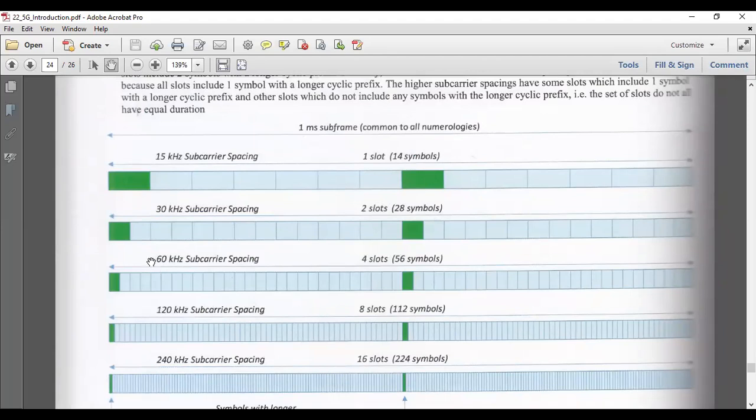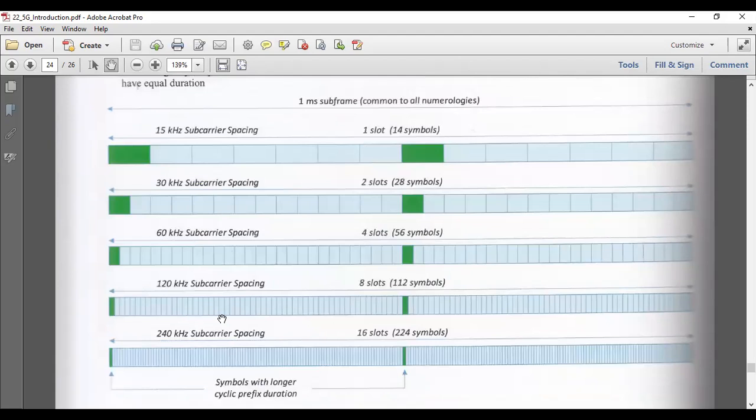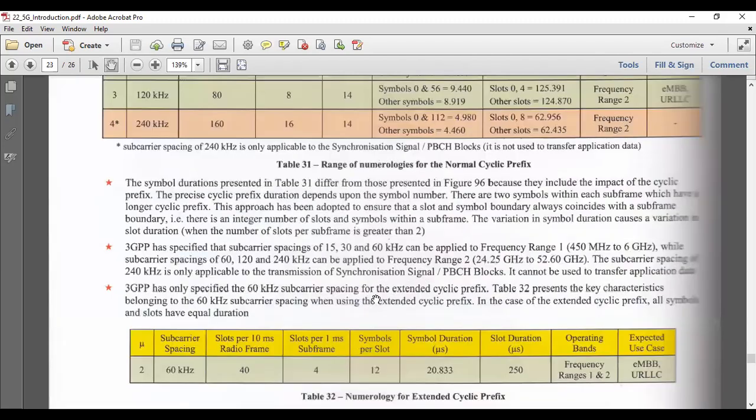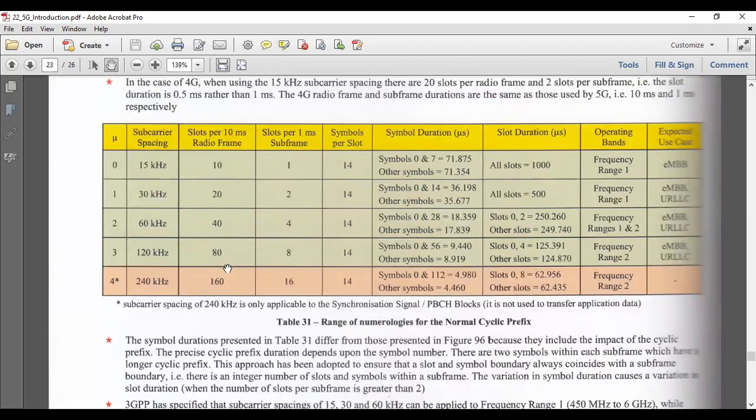So in 60, you have 56 symbols, 4 times 14. So now you need to define 4 slots in 1 millisecond so that every slot still gets 14. So similarly, for 120, you have 8 slots. So in 10 milliseconds, you will have 80 slots. So the number of slots are like 10, 20, 40, 80.